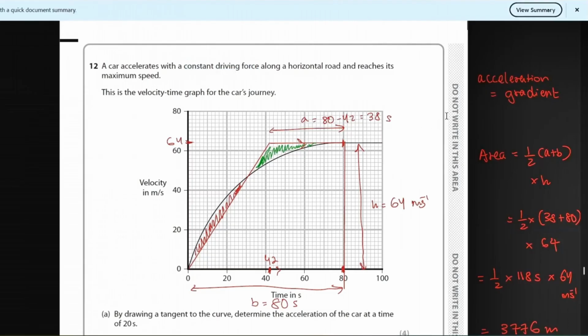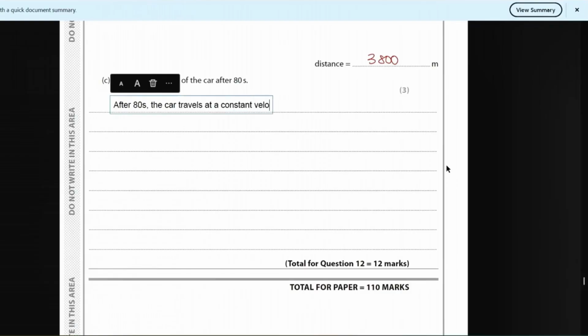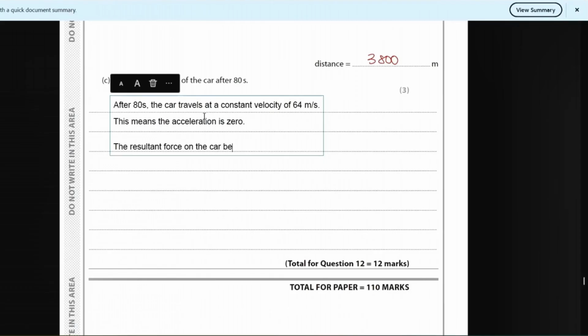Why does the car reach a maximum speed? And it reaches a constant speed. Why is that? So first of all, we can say after 80 seconds, the car travels at a constant velocity of 64 meters per second. Now we need to explain the motion of the car. Why does this happen? This shows that acceleration is 0. For acceleration to be 0, the net force on the car needs to be 0. The resultant force on the car is 0 at this point.